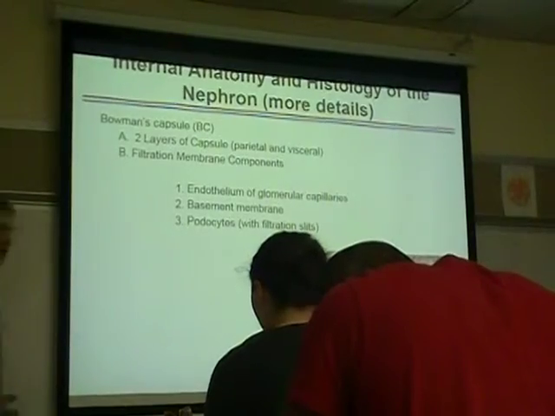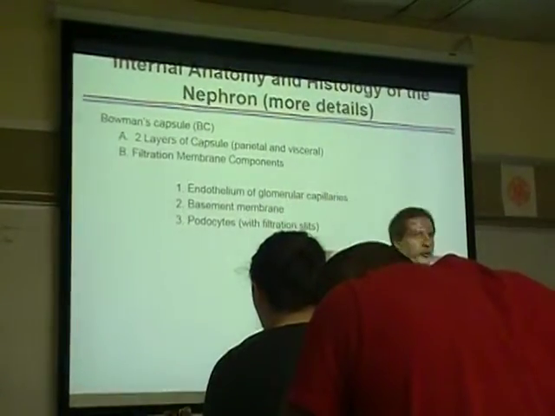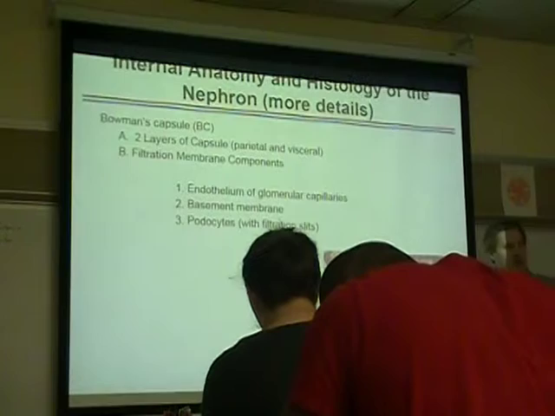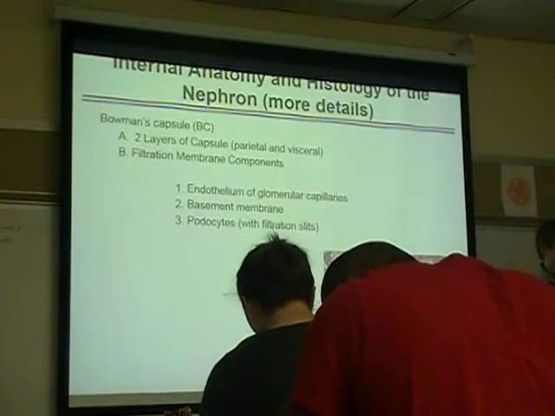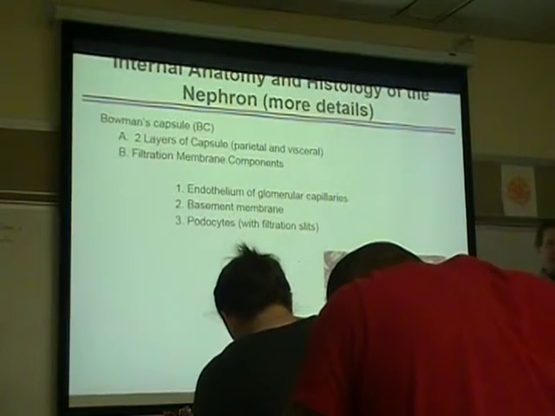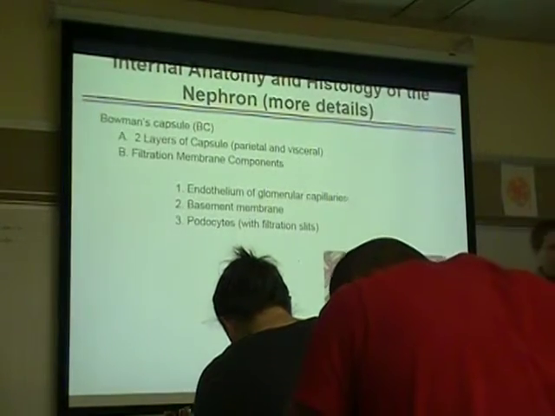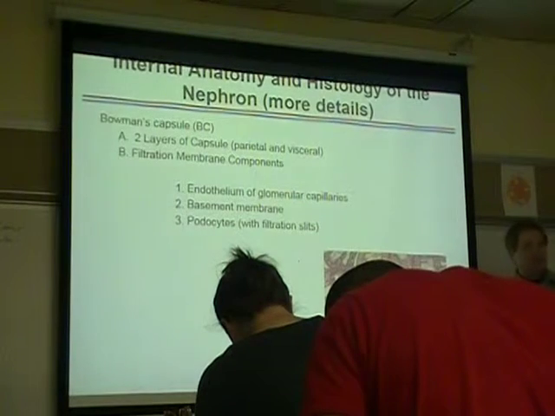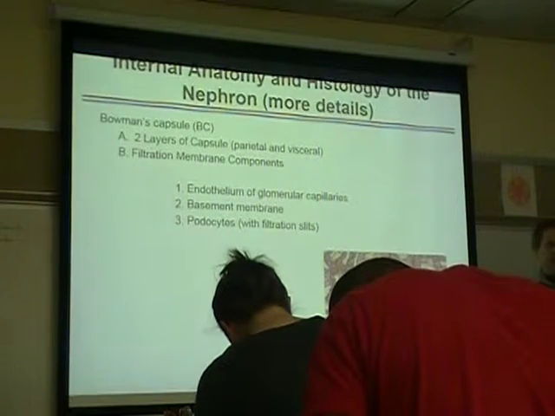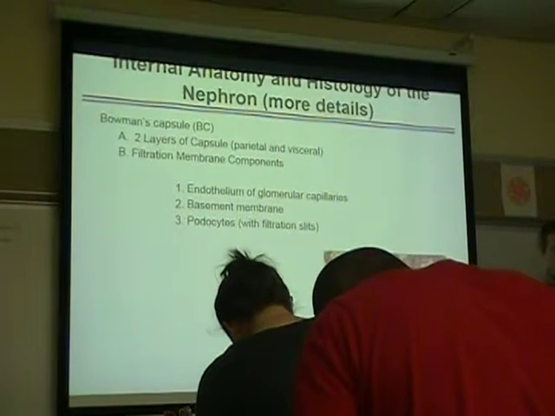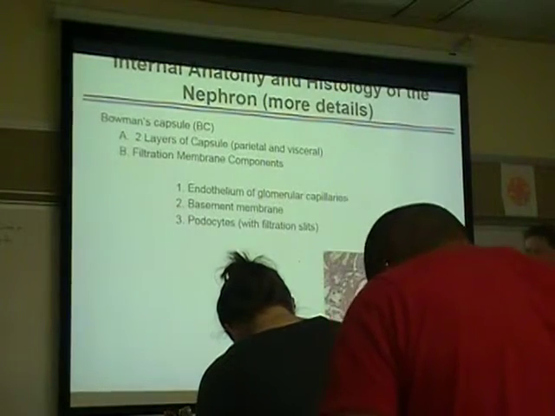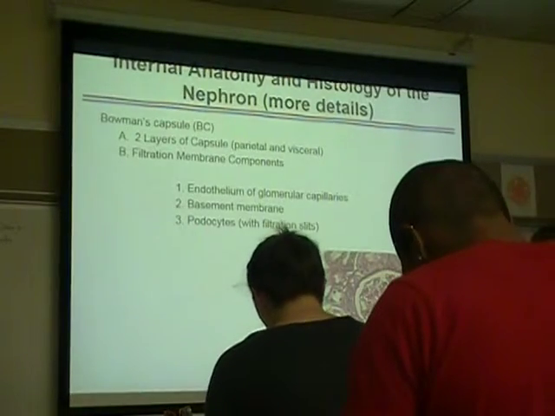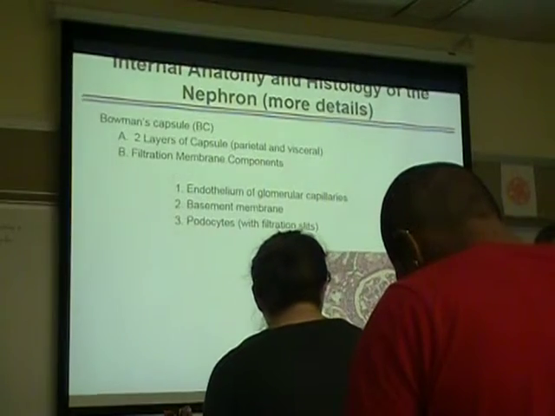So now we've just designed our filtration membrane. Endothelium, basement membrane, and now we have these podocytes, specialized cells with feet, that wrap around the capillaries, and between their feet are filtration slits or slit diaphragms, and that again is our filtration membrane. So, why would something get across that membrane and into here, or why would something not be able to get across that filtration membrane into here? Give me some ideas here.